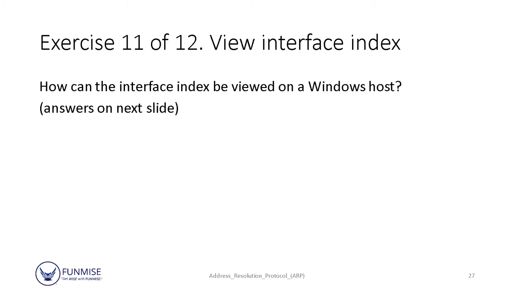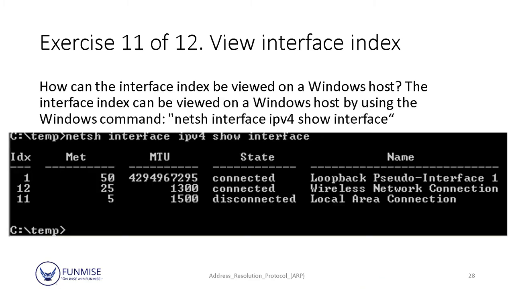Exercise 11 of 12. View interface index. How can the interface index be viewed on a Windows host? In this case, you can use this Windows command, netsh interface ipv4 show interface. With this being Windows, there's probably multiple ways to do this. This is one I found.